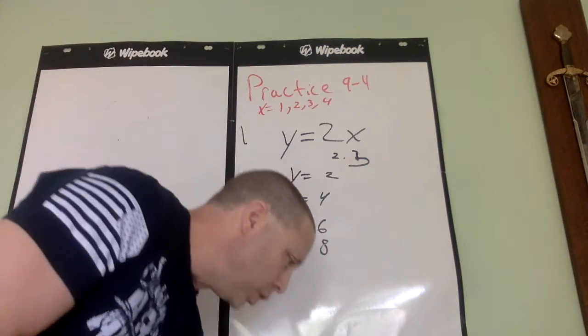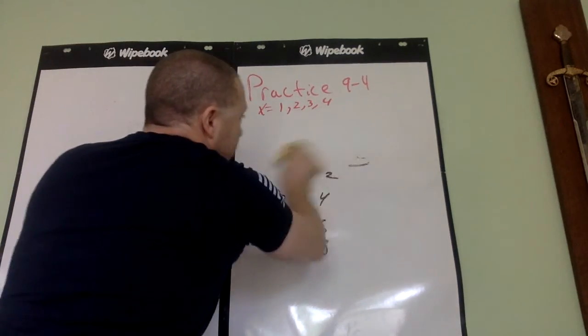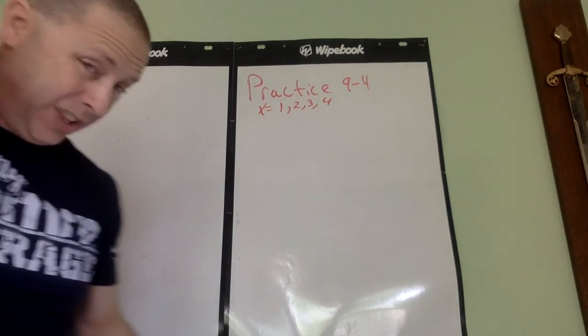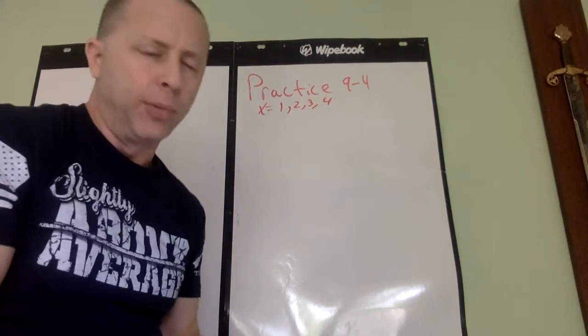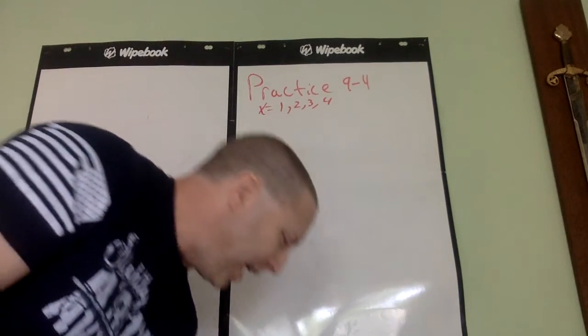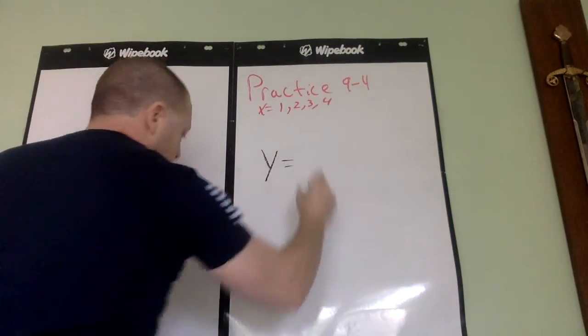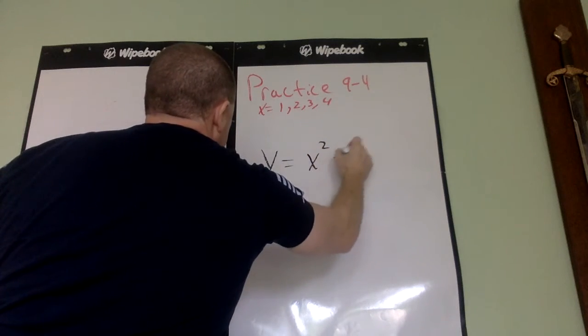Now let's say you looked at number 1 and found it super simple, no problem. But let's say you've had a little difficulty and you're looking at a two-step equation. Let's jump to number 3 instead. That says y equals, again, always y equals, x squared minus 1.